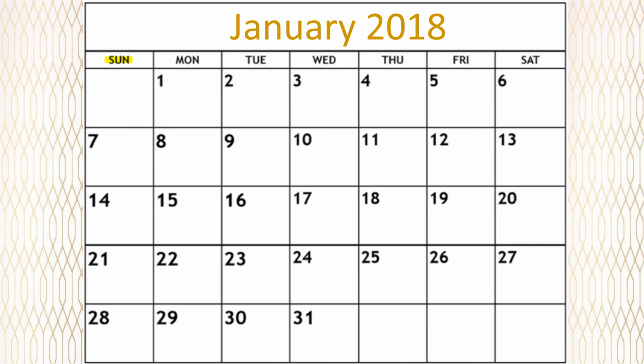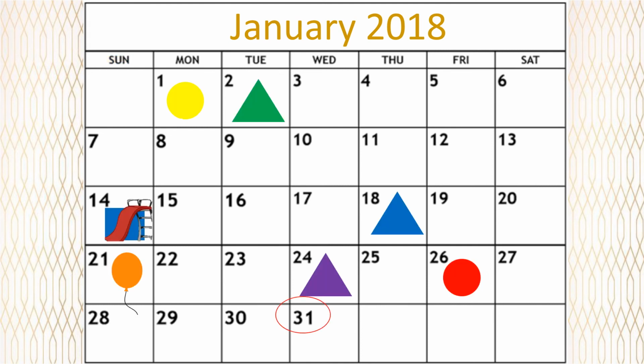Number 9. Put your finger on January 11th. We are going to go to the park in 3 days. So count forward 3 days and draw a slide. Good job. I'm going to show you what your answer key should look like. Okay, there we see our answer key marking all the dates.